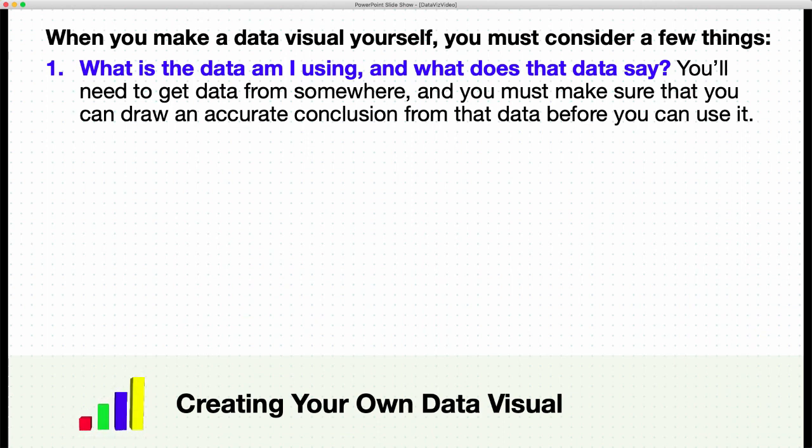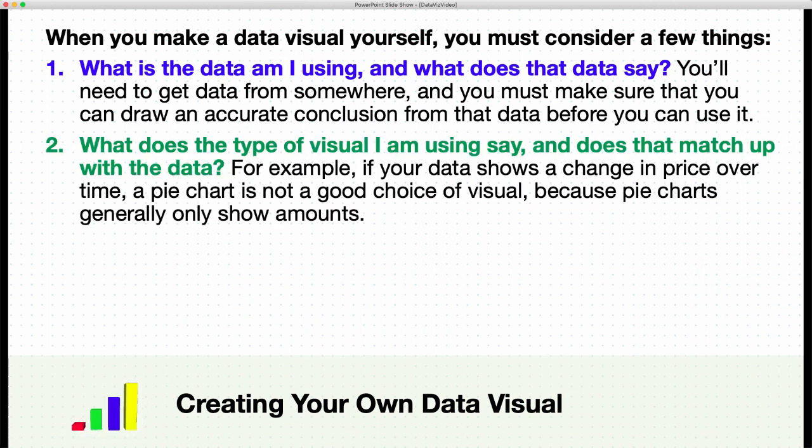And does that data actually support a point that you can use? Can you draw an accurate conclusion from it? If you can't, then don't use it. Don't start putting it into a data visual. You got to make sure that that data is saying something that you need to support your points.